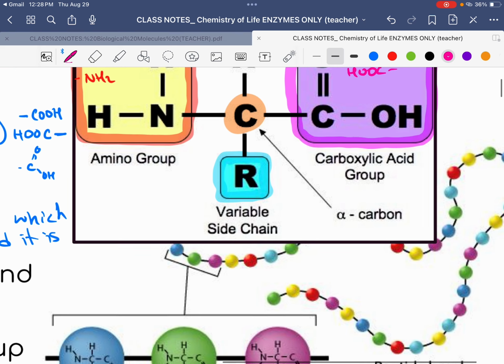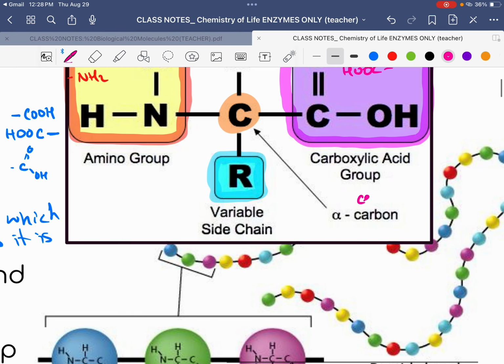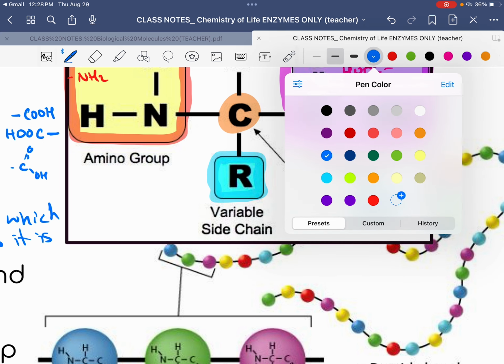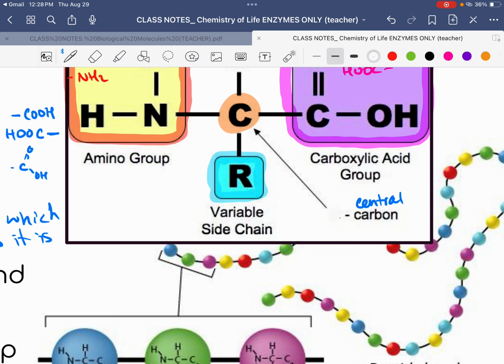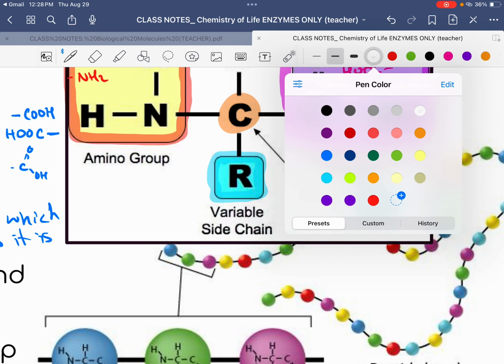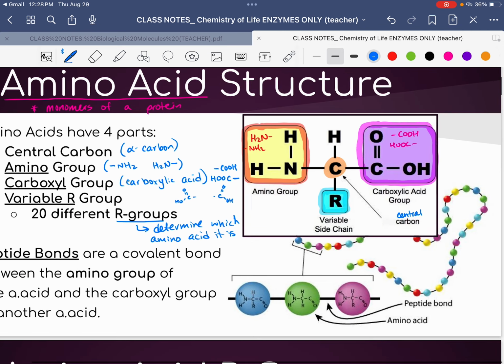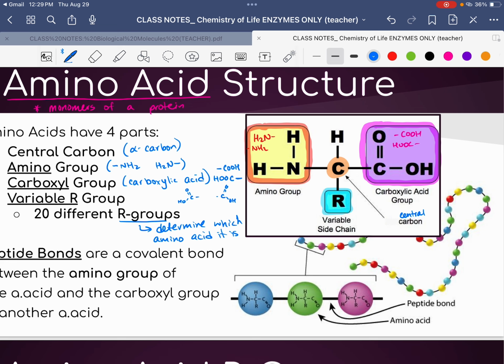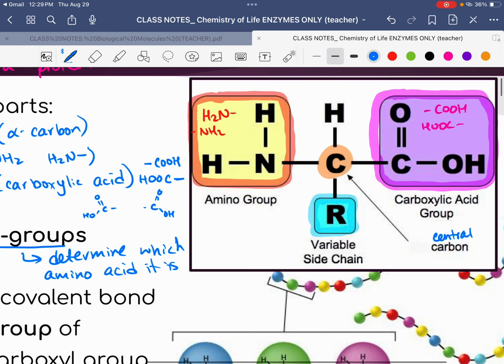Right here, this is the central carbon. You can just call it the central carbon. You don't have to call it the alpha carbon. Okay, so remember that that carbon can make 4 covalent bonds, so that's why it has 4 different things coming off of it. All amino acids share this structure in common.